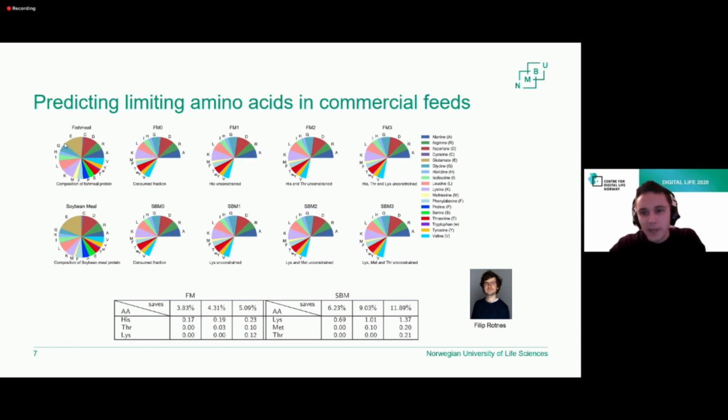Now there's always one amino acid that will be limiting for growth, and moving further right in this figure, we remove one such limiting amino acid at a time, so we remove one limitation. And this increases the portion of the feed that can then be utilized by the salmon. Now, what Philip found was that the 3 most limiting amino acids, first of all, differed between the 2 feeds, and our model predicts that supplementation of these amino acids could potentially increase feed utilization by about 5% for the marine feed and about 12% for the plant-based feed.